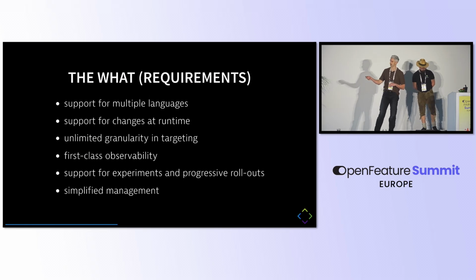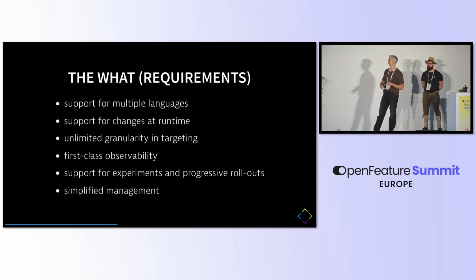We wanted first-class observability. So that just means that we can see everything going on in the system. We have good metrics for all of our evaluations. We have traceability, that kind of thing. We also wanted support for experimentations and more importantly, initially just progressive rollouts. So the ability to roll it out to say 1% of the customer base, 10%, 50%, 100%, and simplified management.